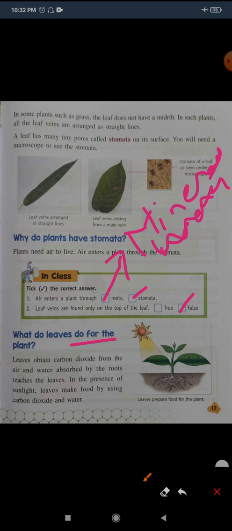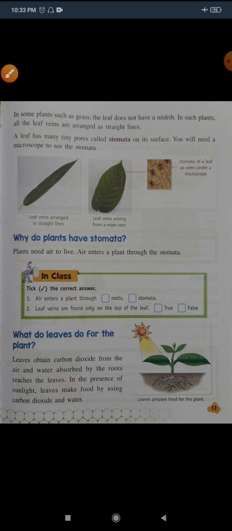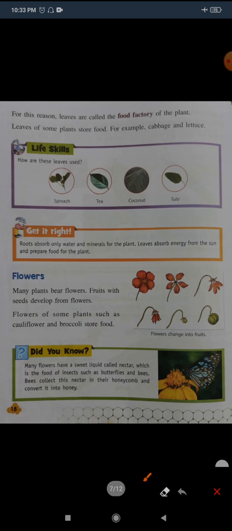Again, it is called the food factory of the plant. Why? Because by the process of photosynthesis, the leaf is able to make food for the plant. Leaves obtain carbon dioxide from the air. Water absorbed by the root reaches the leaves, and in the presence of sunlight, leaves make food by using carbon dioxide and water. Good. Okay, now here you can see this is called food factory. Leaves are called food factory.